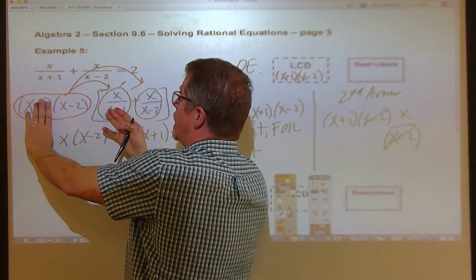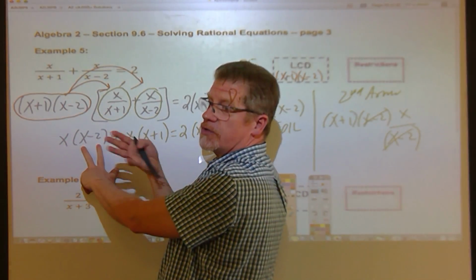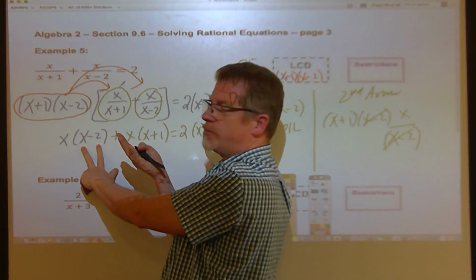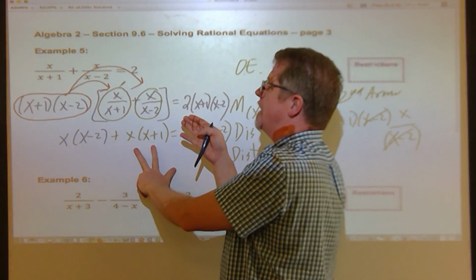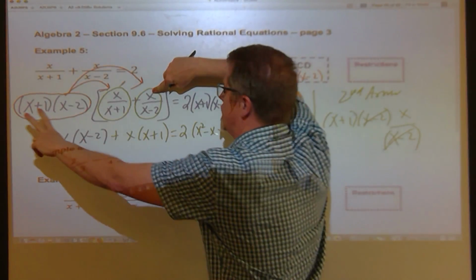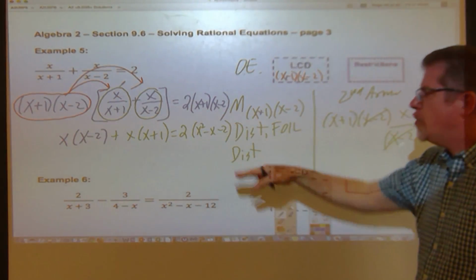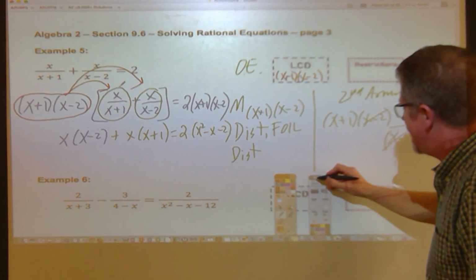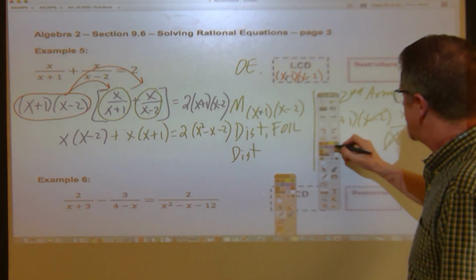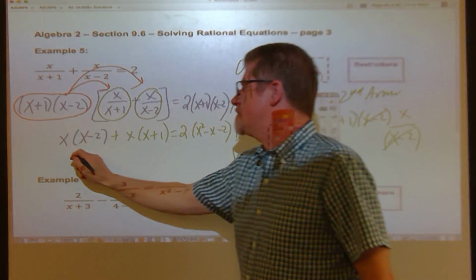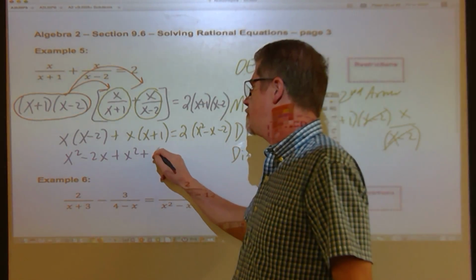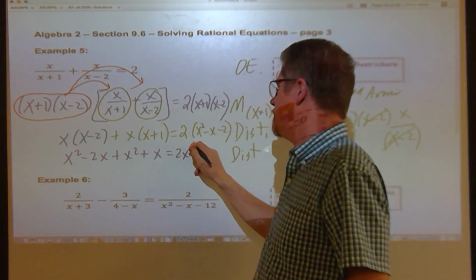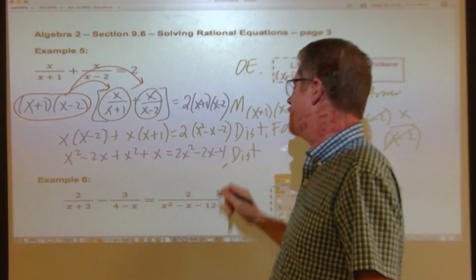So do you see now why it is that x times x minus 2 was the result of that first arrow of distribution? And then the second arrow of distribution, things canceled out, leaving us only with the x and the x plus 1. Now we have to distribute again. And our second round of distribution gives us x squared minus 2x plus x squared plus x equals 2x squared minus 2x minus 4.